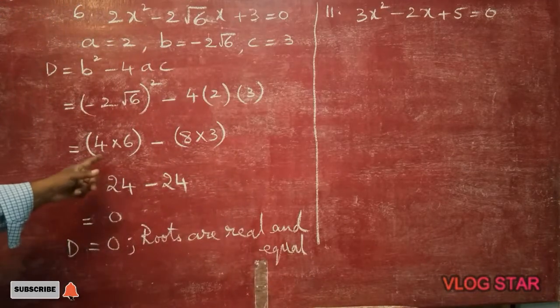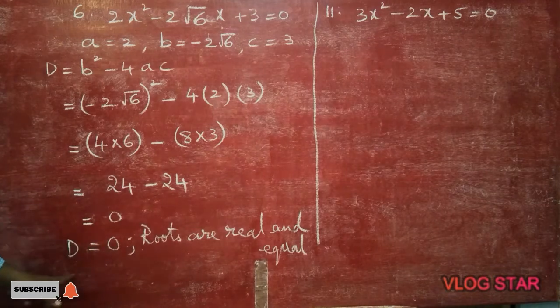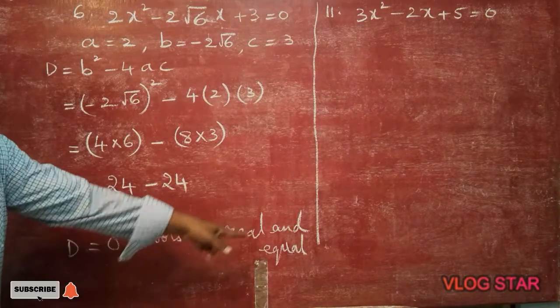Are you able to follow? 4 6s are 24, 8 3s are 24. 24 minus 24 is 0. So we got 0. When it is 0, the nature of the roots is real and equal.